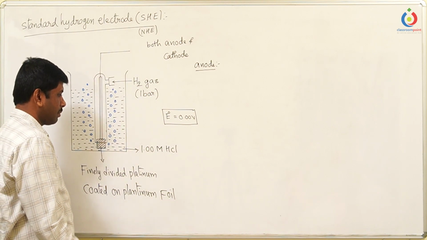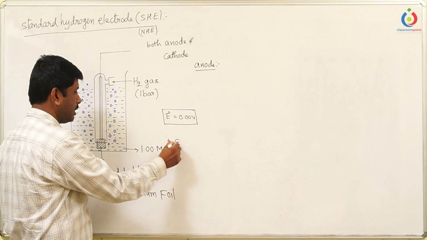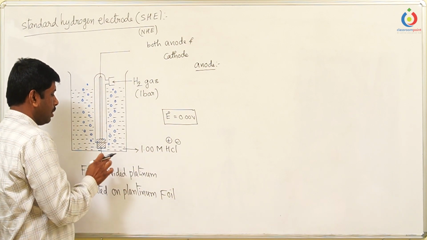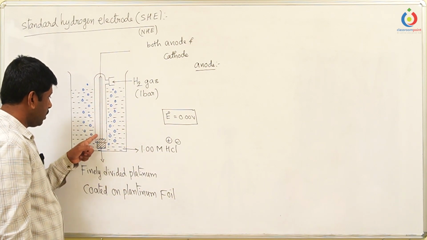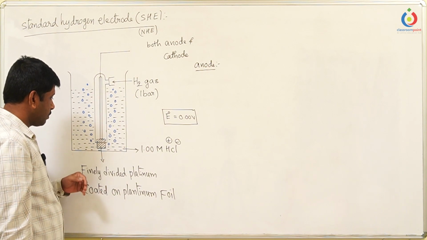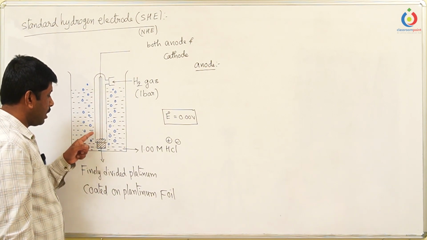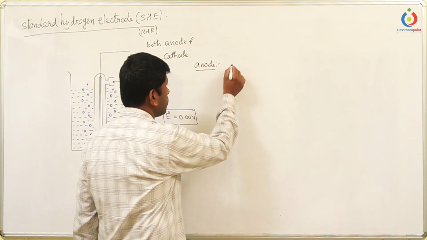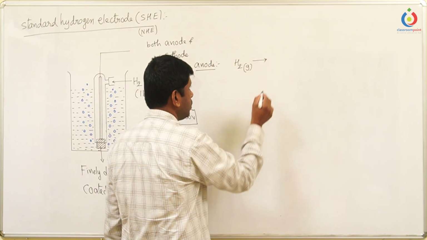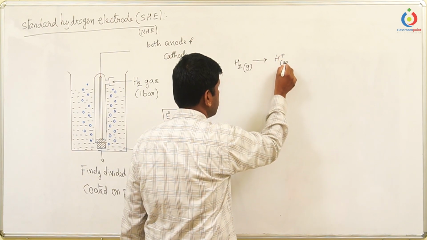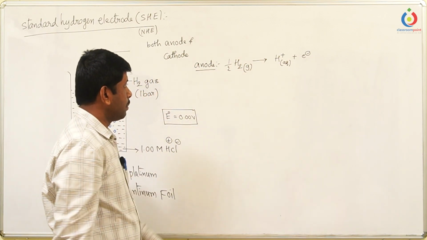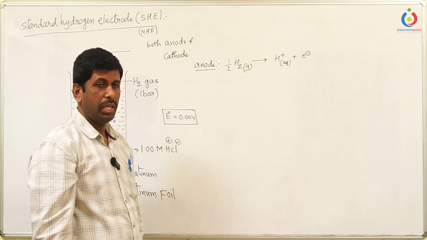In hydrochloric acid, H plus and Cl minus ions are present. Only H2 gas can oxidize to H plus ions. Whenever you fill hydrogen gas into this glass tube, it is absorbed over the surface of the platinum foil, and there it gets oxidized and releases the electrons. So here the reaction is: hydrogen gas is oxidized to H plus ions in aqueous form plus electrons.